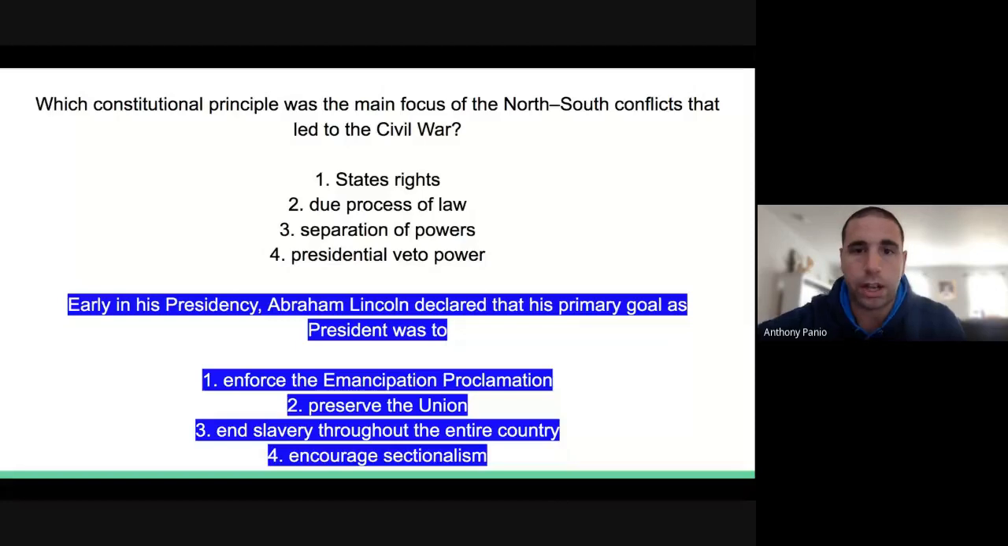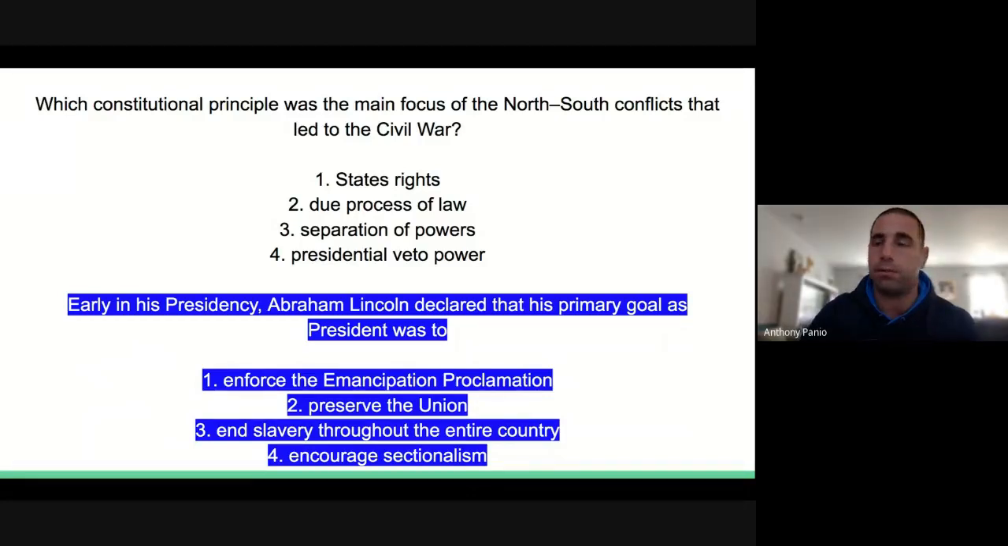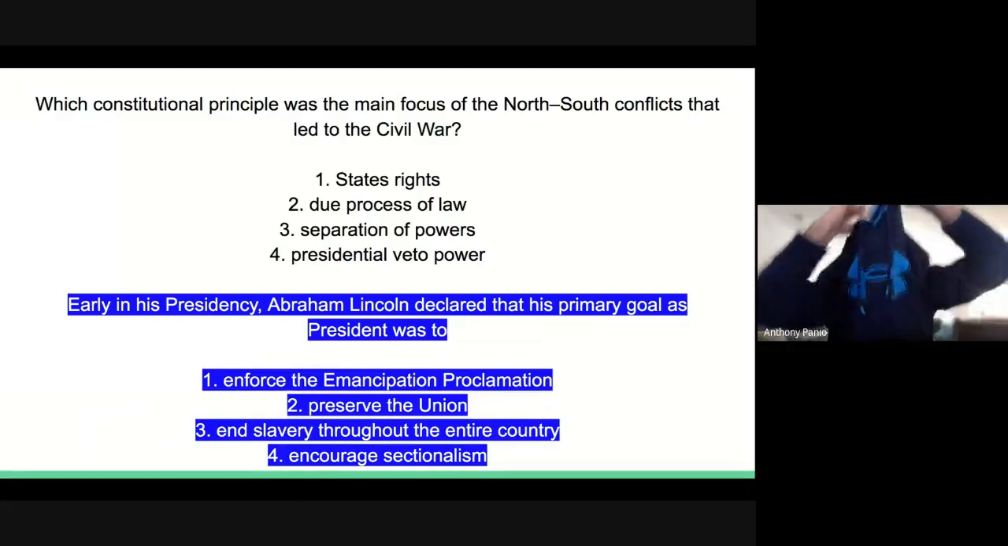Which constitutional principle was the main focus of the North-South conflicts that led to the Civil War? Very rarely are they going to talk about slavery in terms of the conflict. So what is the main focus? That would be states' rights. If you're talking to a Southerner, they're not going to say the focus of the Civil War has to do with slavery. They're going to say it is a states' rights issue, and we don't want the federal government becoming too strong.